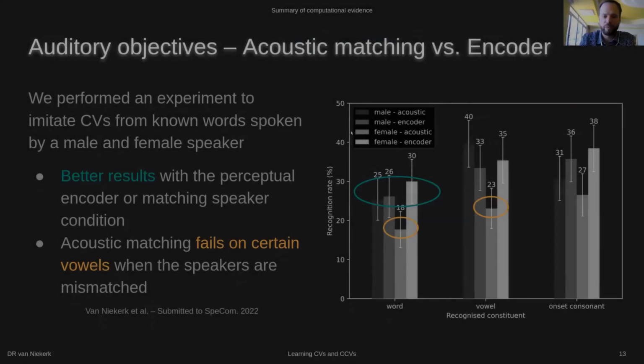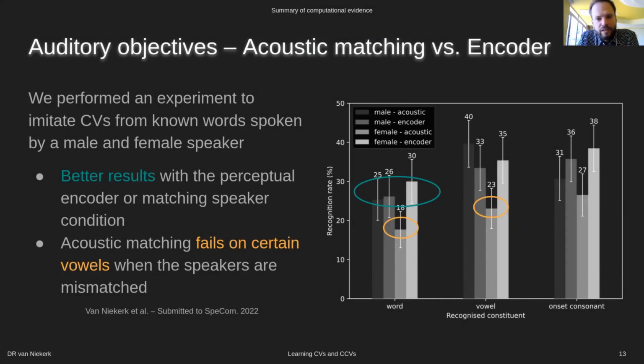So one of the first experiments we did was we tested different auditory objectives. We tried acoustic matching versus this perceptual encoding. And as we expected, with a simpler acoustic matching, we do run into problems when we have a speaker mismatch. When we are trying to imitate a sound by a speaker that doesn't match the artificial speaker, then we have a drop in performance.